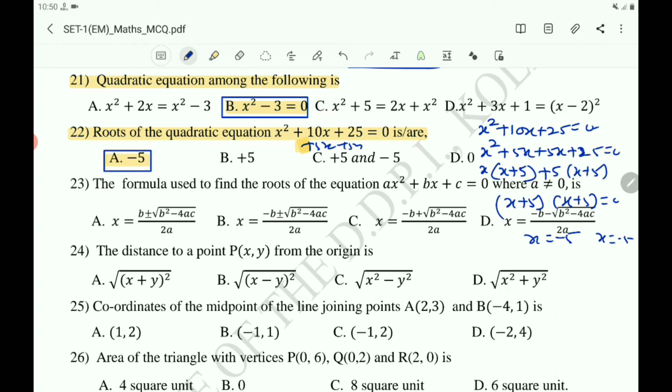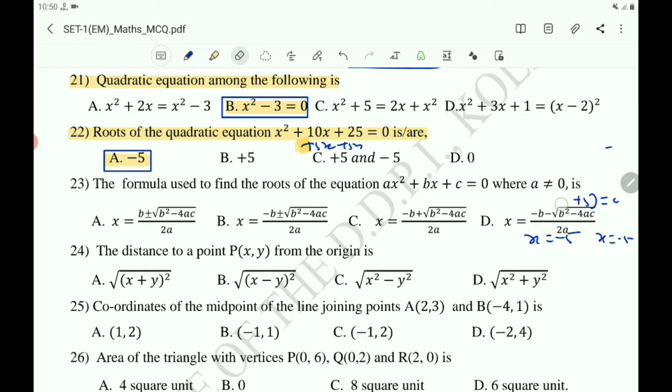Both the roots are minus 5 here, because this is the expansion of actually x plus 5 the whole square.